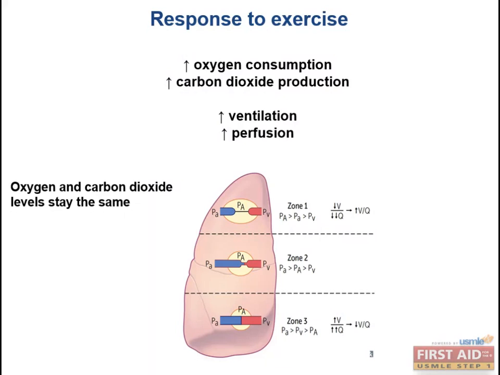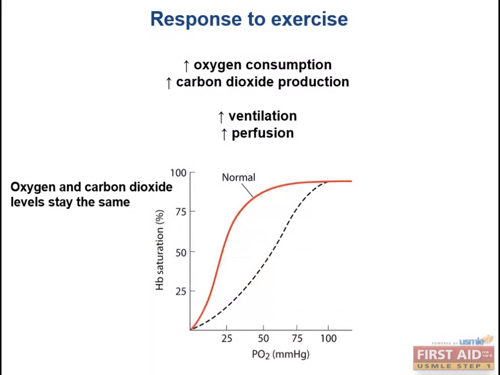So to recap, what does this do to the oxygen dissociation curve? It shifts to the right. This allows the hemoglobin to unload oxygen in the tissues where it's needed the most.